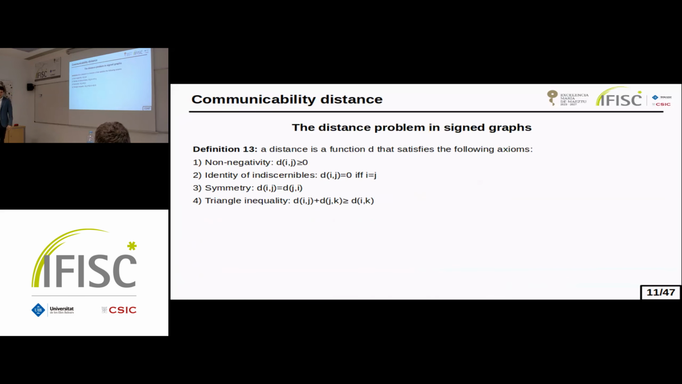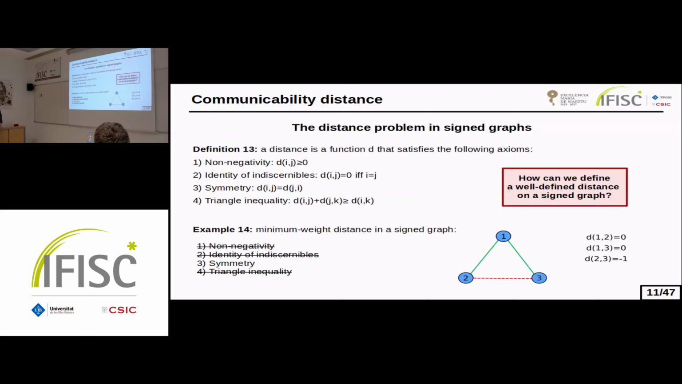To understand better why this is important, let me review a bit the distance problem for a signed graph. We say that a function is a distance when it fulfills 4 properties. It is non-negative, it is equal to 0 if and only if the two entries are the same, it is symmetric, and it fulfills the triangle inequality. In network science, the typical distance that we use is the shortest path distance, or for weighted networks, the minimum weight distance. However, for signed graphs, we will run into a lot of problems, as I will show you now.